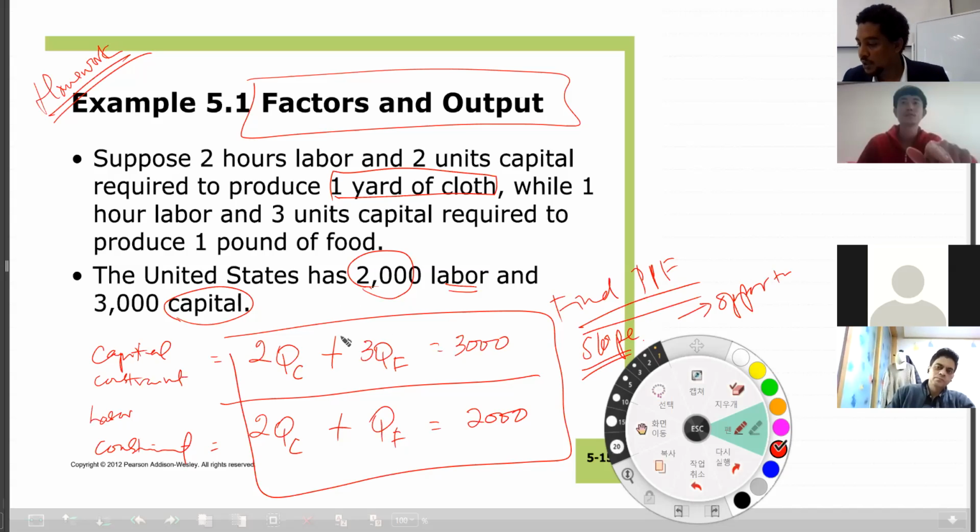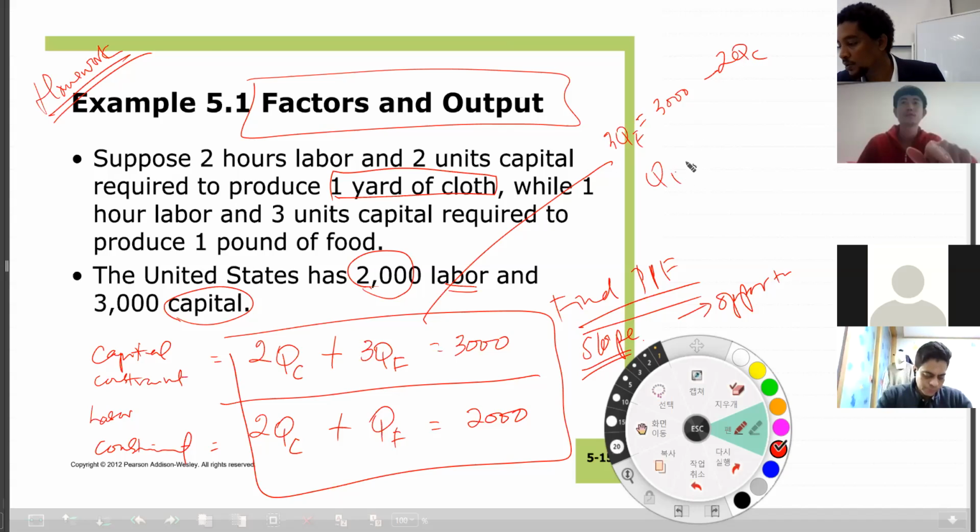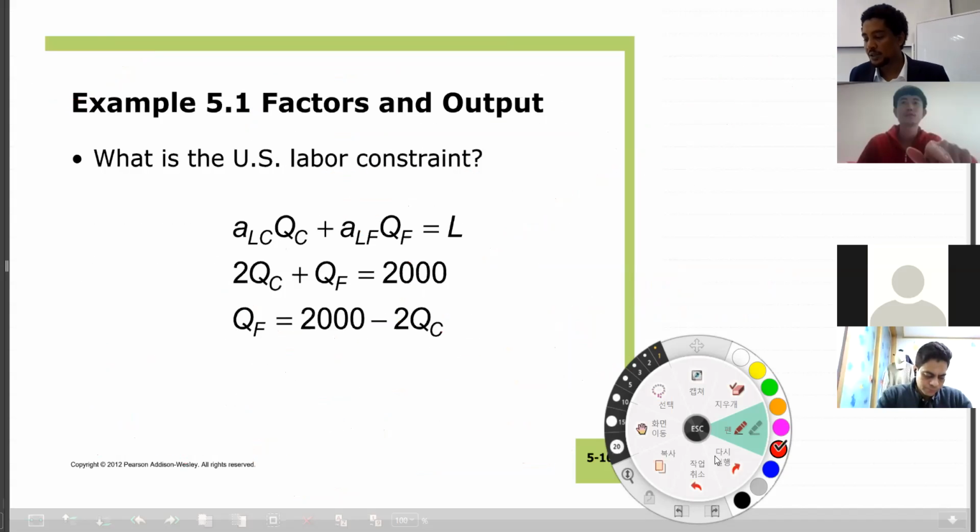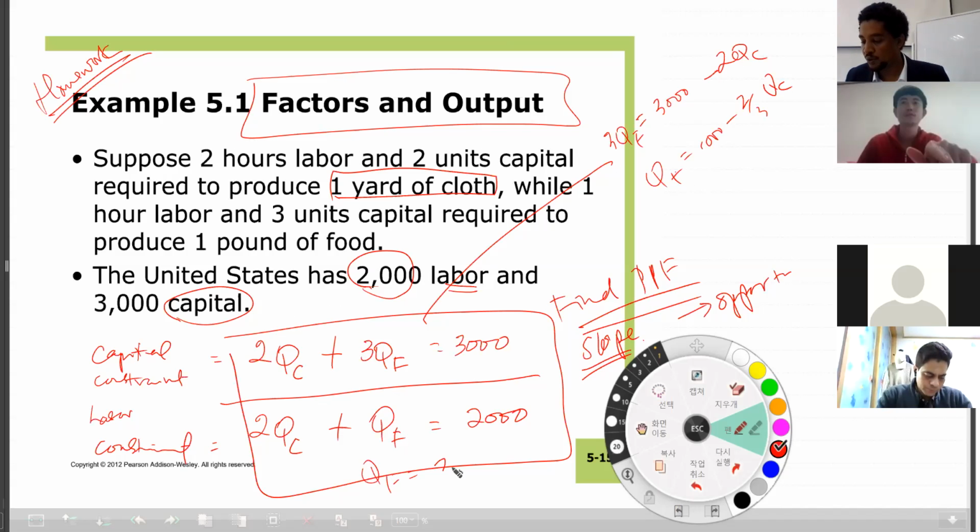But from this also, what does QF mean? 3 QF is equal to 3,000 minus 2 QC, right? And QF is equal to 1,000 minus 2/3 QC, right? So this is for labor. Labor: QF will be equal to 2,000/2 minus 2 QC/2, which is 1,000. QF is equal to 1,000 minus QC. Okay, because it is 2 QC.